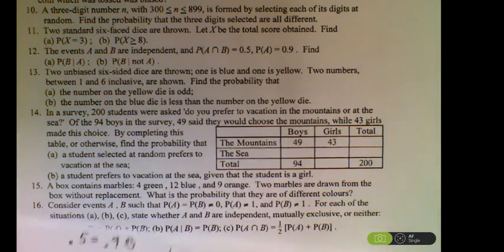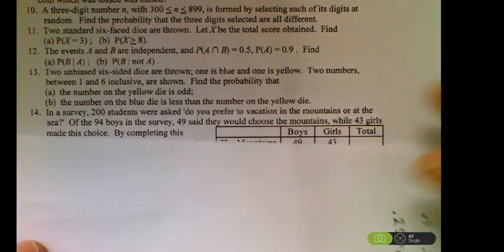Okay, last one. 14. So 200 people. Let me bump down here. So 200 students were asked if they prefer vacation in the mountains or the sea. To me, that's a no-brainer. I'd pick the ocean every time.